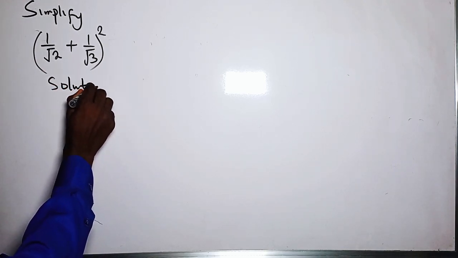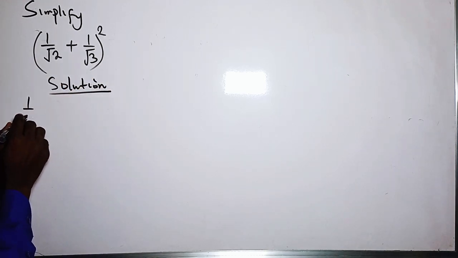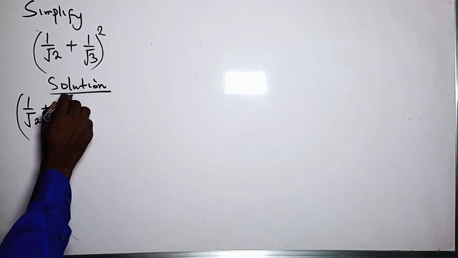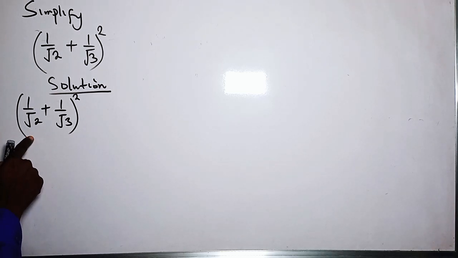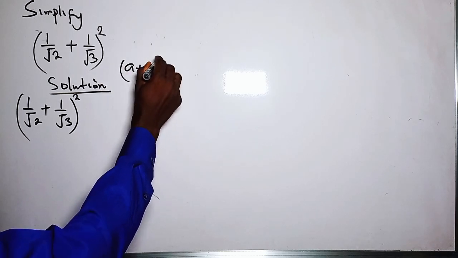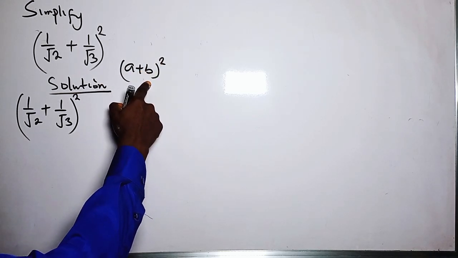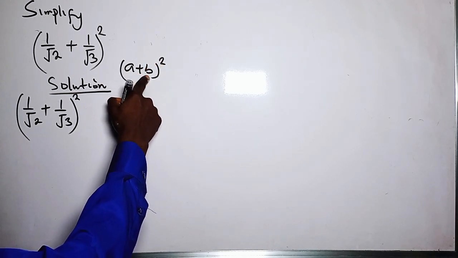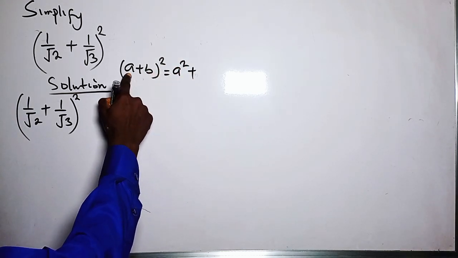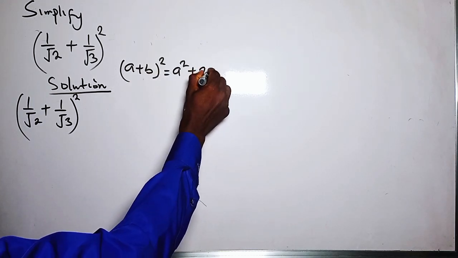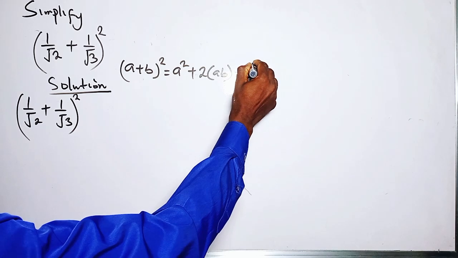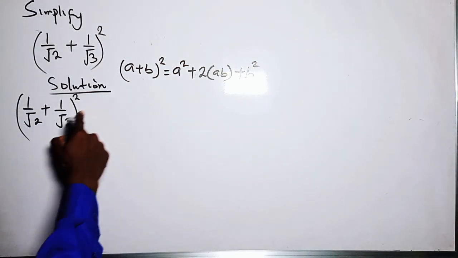Solution. So here we have 1 over root 2 plus 1 over root 3, everything squared. We can apply this identity. How do we expand this when we are squaring an addition? We square the first one, a squared. We look for the product, multiply it by 2, so we have 2ab, and we square the last one.